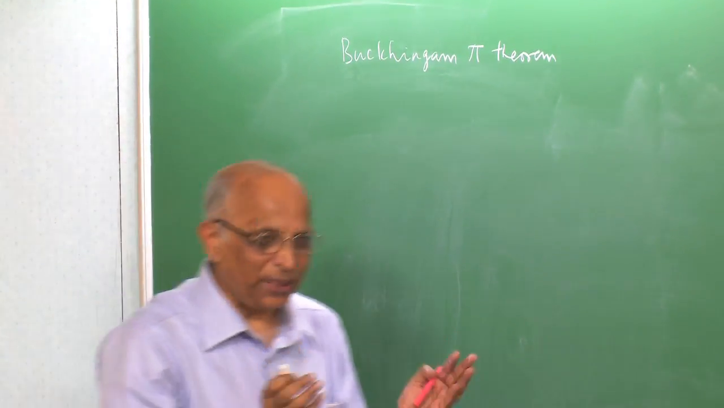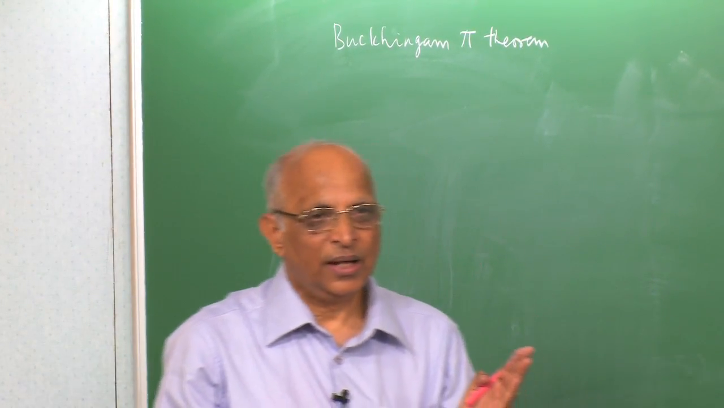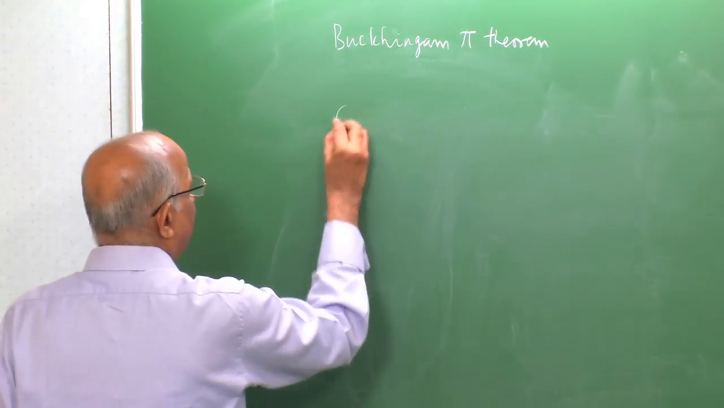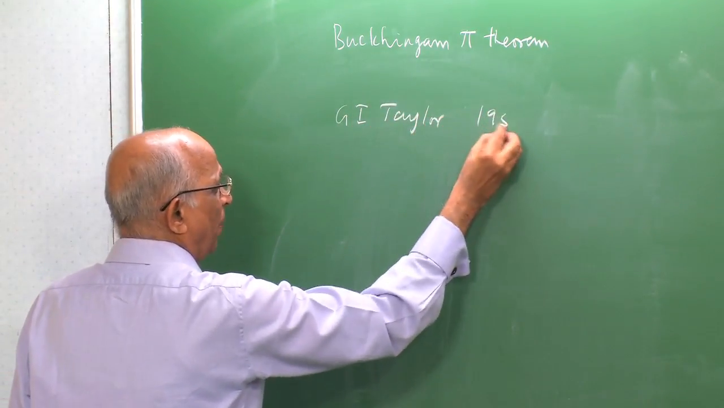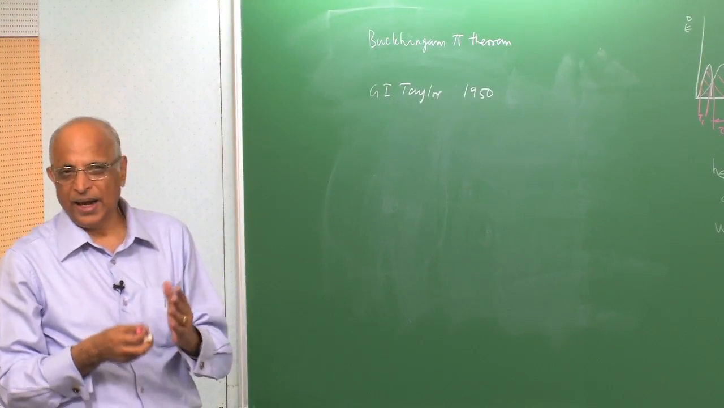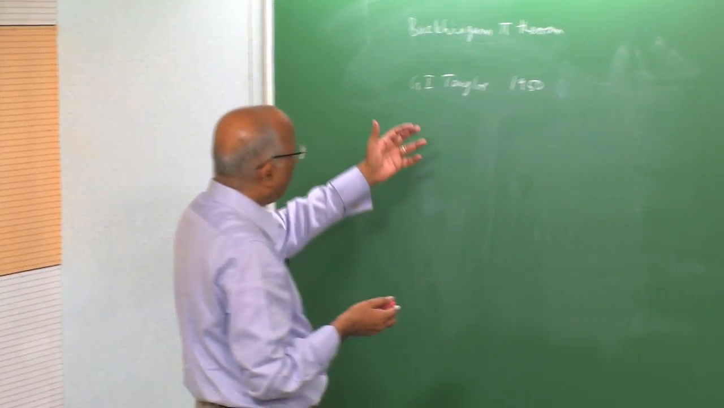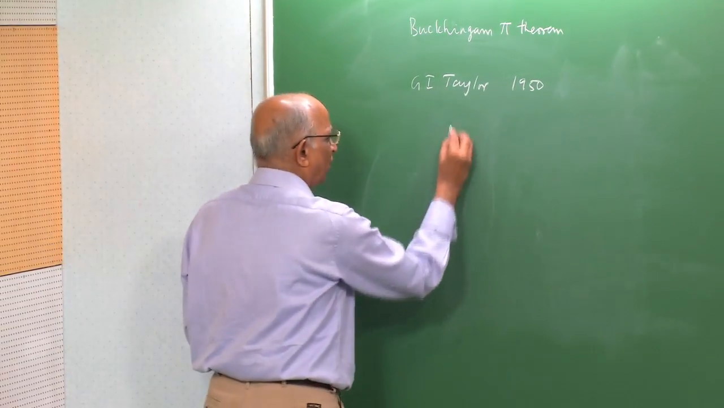In fact, at this point I must also tell you that this dimensional analysis and getting a feel for blast waves was first done by G.I. Taylor in 1950. The genesis of the problem was the following. You know, in 1945, I think it was in August 1945, at the end of the World War, that was when 2 bombs were dropped over Hiroshima and Nagasaki. I think it was August 9, 1945.